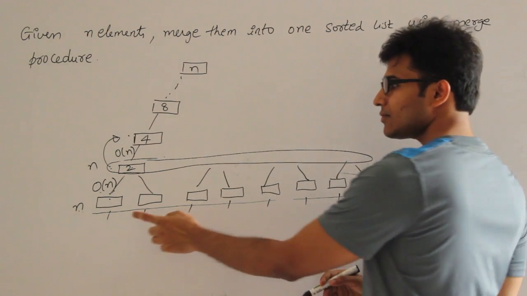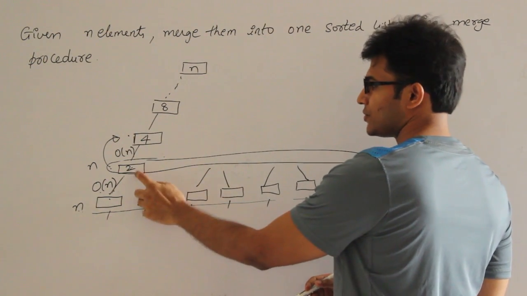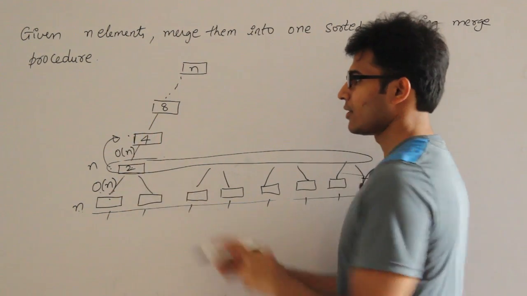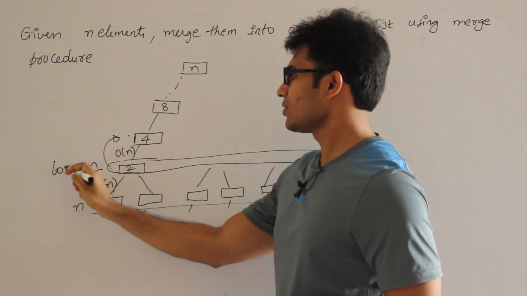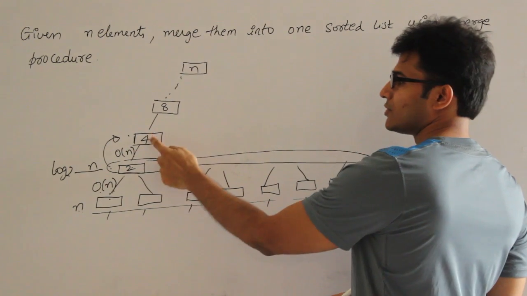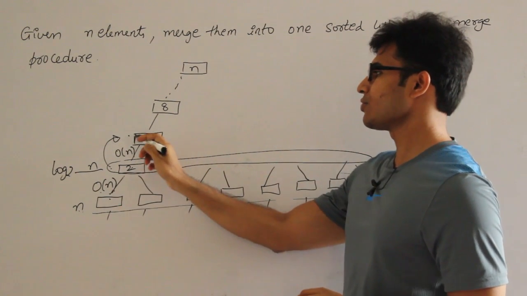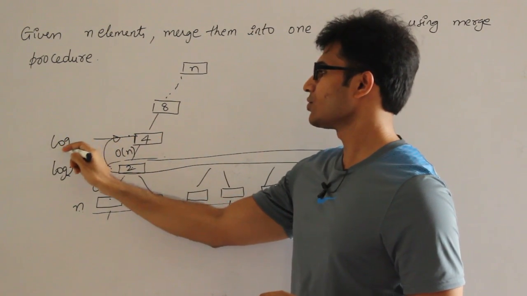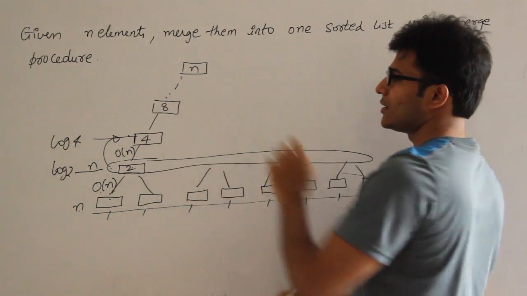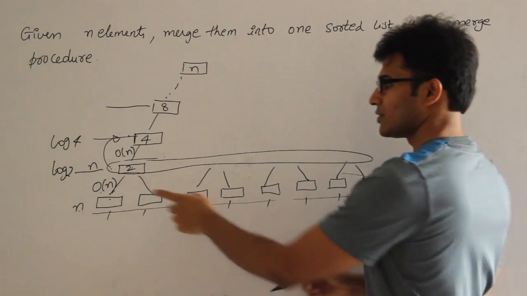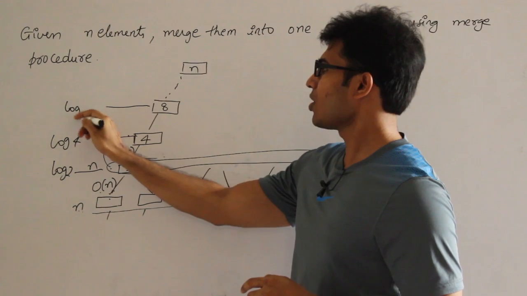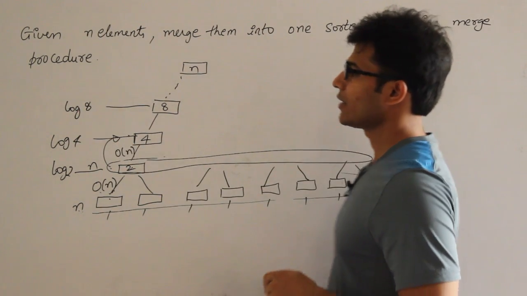See this: to reach from size 1 to size 2, the number of crossings I had to do is 1. Why? Because it is log 2. Log 2 is 1. To reach from size 1 to size 4, the number of crossings I have to do is 2, which is equal to log 4. To reach from size 1 to size 8, the number of levels I have to cross is 1, 2, 3 levels, which is nothing but log 8.